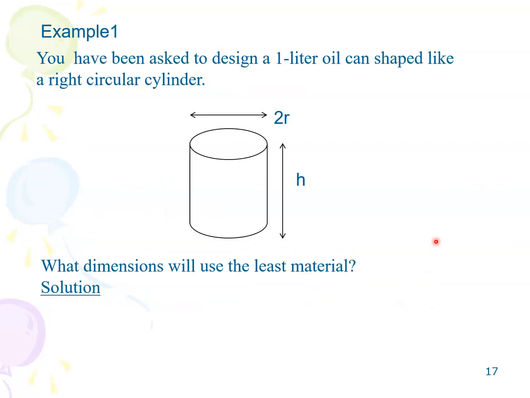So this is example 1. You have been asked to design a 1-liter oil can shaped like a right circular cylinder. So you have this can and you need to design a 1-liter oil can shaped like this. This is a circular cylinder. So what dimension will use the least material?